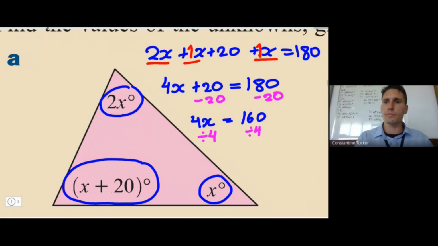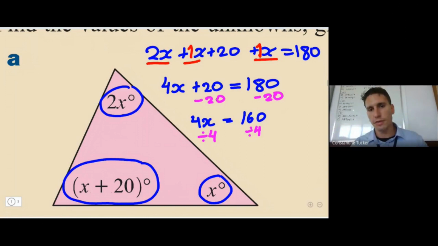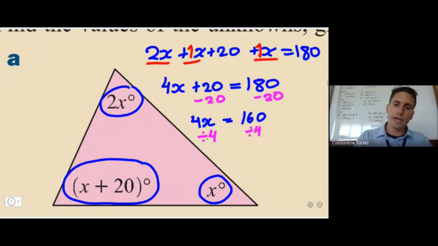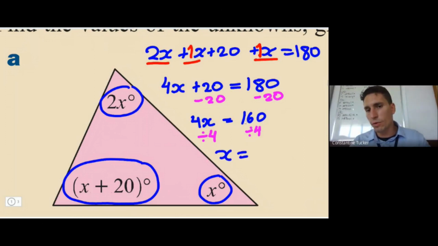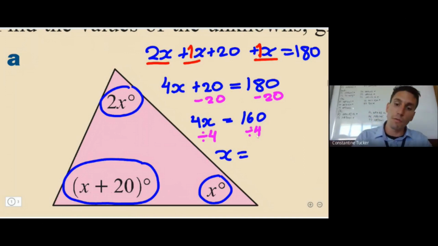Final step here, divide both sides by 4 to get rid of that 4 in front of the x, because 4x means 4 times x. Let's not forget that, the invisible times there. So we need to divide by 4. So 4x divided by 4 is simply 1x, or just x. And on the right, we know 16 over 4 is 4, so 160 divided by 4 must be 40. So that is 40.